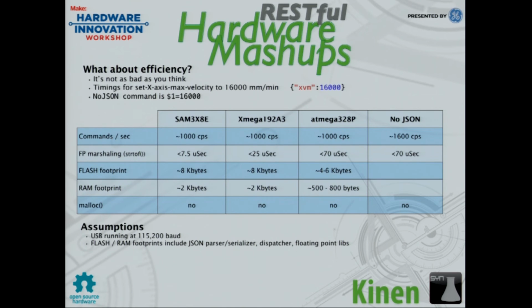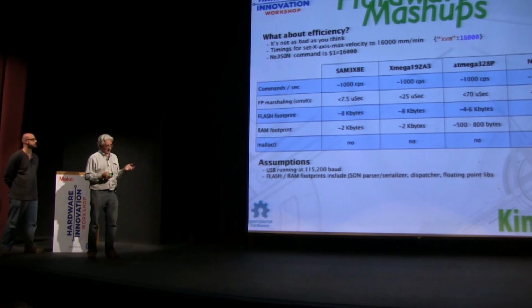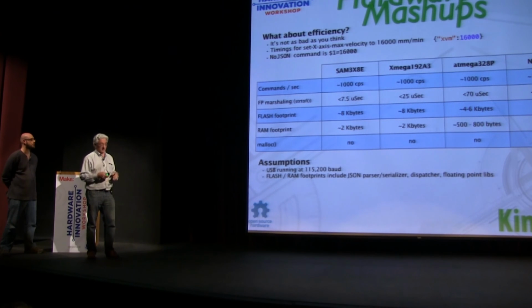And just so you know, it's not as bad as you think, efficiency-wise. These are some comparisons. Basically, that component, the flash footprint, which does the parser, the serializer, a dispatcher, and all the floating point lives, adds about 4 to 6K into an Uno. And we use a bit more space on the bigger chips. The floating point marshalling is manageable. You're not going to wait forever to get these kinds of things in and out of your system.